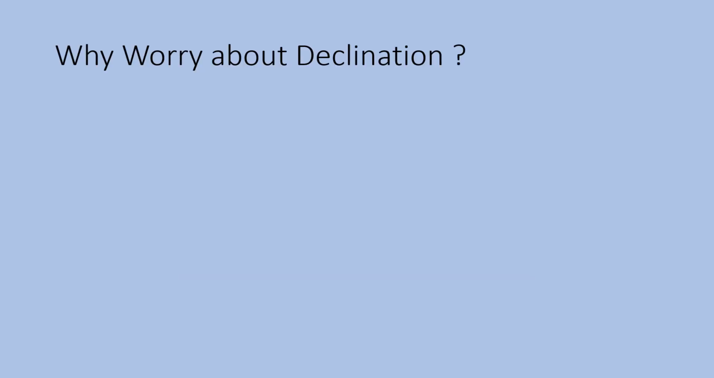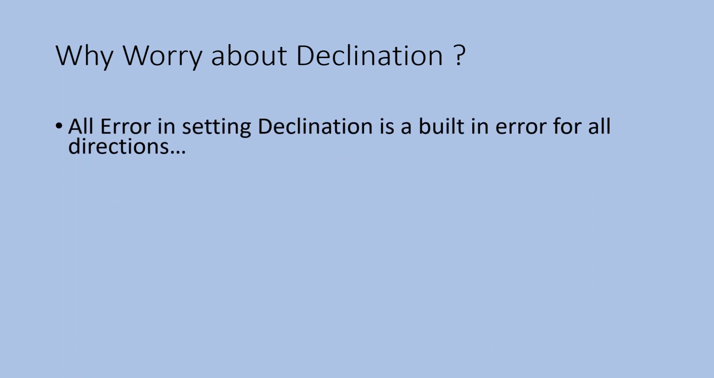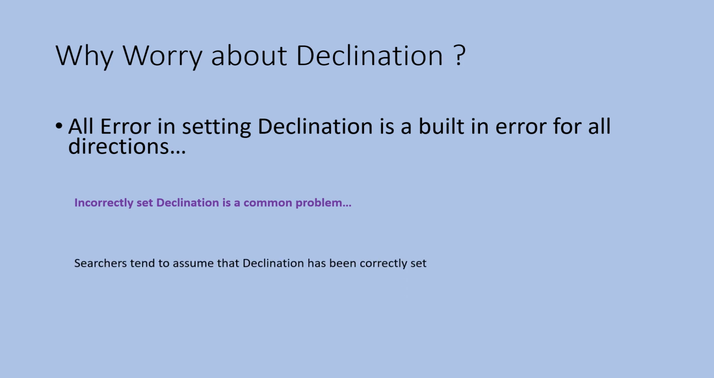Why worry about declination? Because all error in setting the declination is a built-in error for all of your directions. Incorrectly set declination is a common problem, and searchers tend to assume that declination has been correctly set, or they don't even look at it.